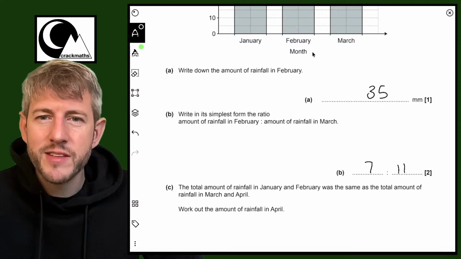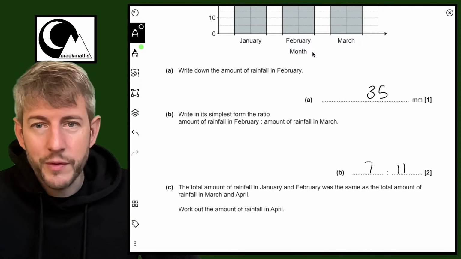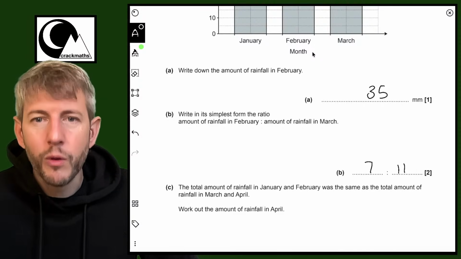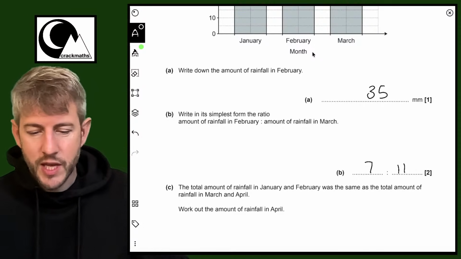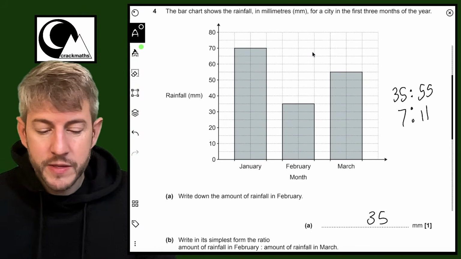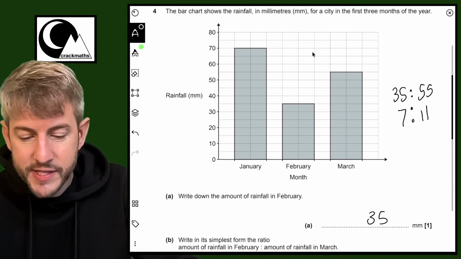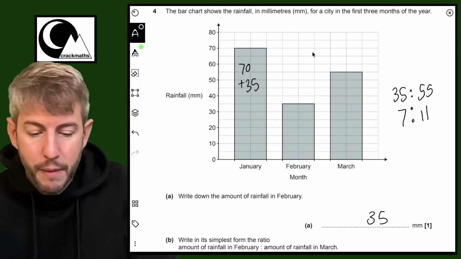Right, part C says the total amount of rainfall in January and February is the same as the total amount of rainfall in March and April. Work out the total amount of rainfall in April. So right, let's have a look at here. So we need to find out the total in March and February. So March is 70, and then we want to add on the 35 from February.